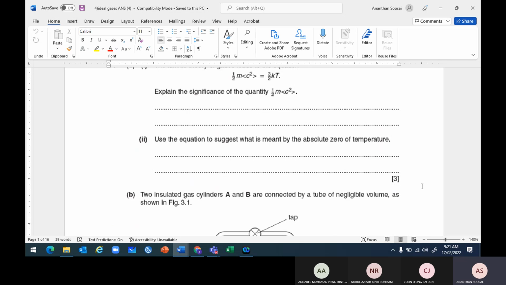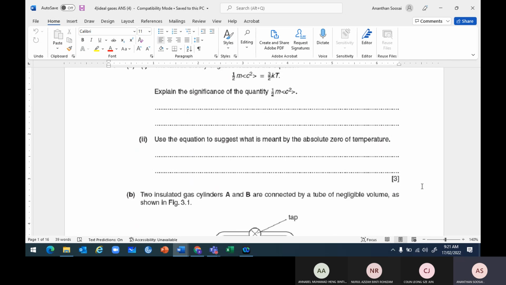So take a solid at room temperature. We don't see it moving, but the particles are vibrating. But even the vibration stops at 0 Kelvin. Okay, they possess zero kinetic energy. That's the idea. So what is absolute zero? The temperature where the particles possess zero kinetic energy.